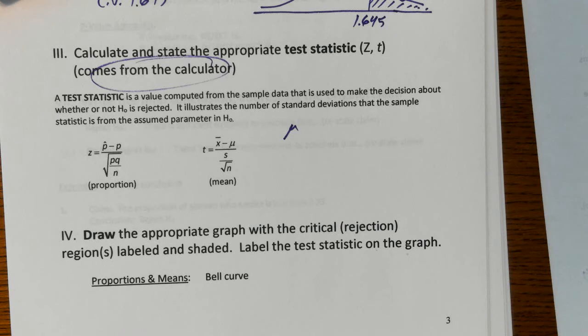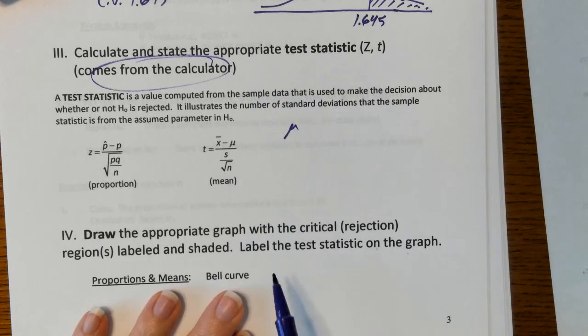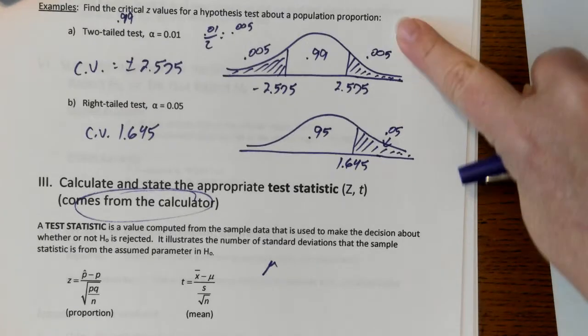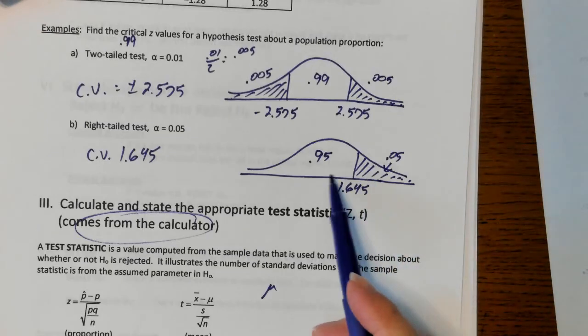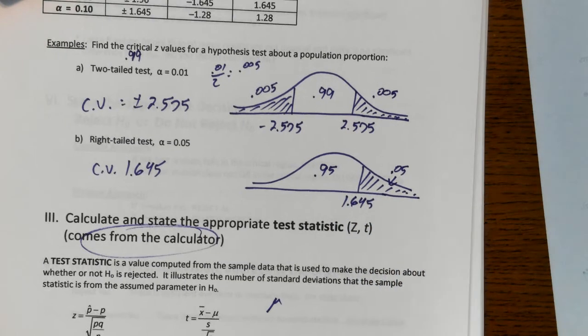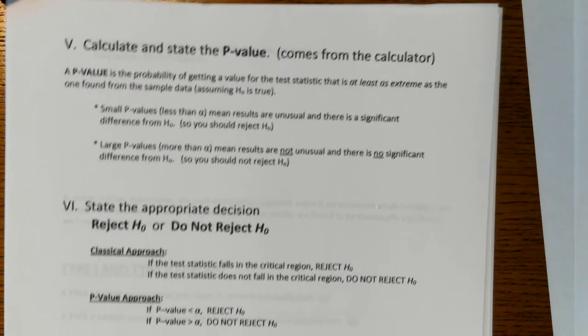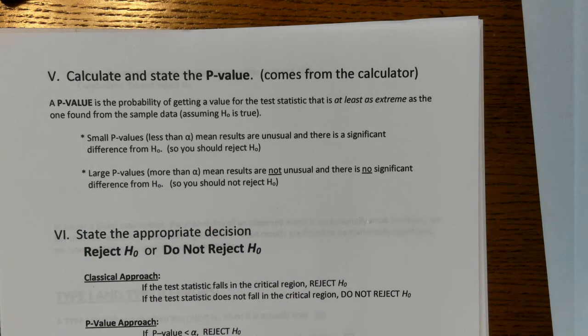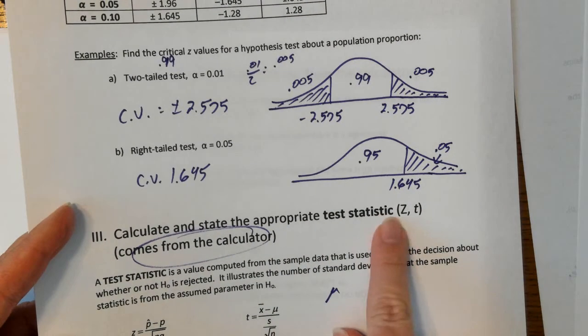Okay, once you have your test statistic and your critical values, you draw a little picture. And I've kind of already been drawing these for you, but you'll be able to actually label where your test statistic is. Is it in the rejection region or not? Okay. All right. Next, when you ask your calculator to give you the test statistic, it'll be either a z or a t number.